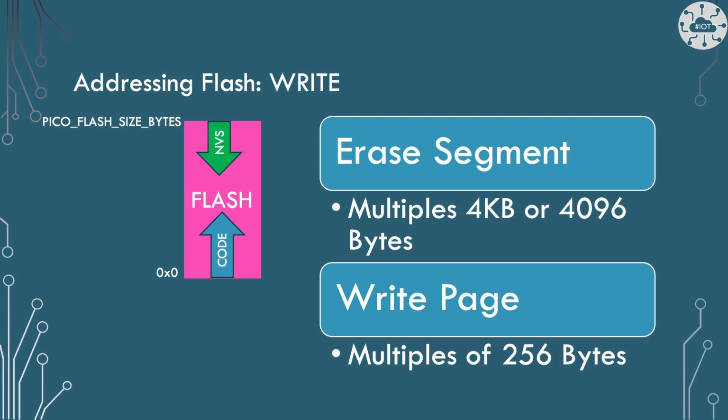Similarly, when we write, we write in what are called pages, and a page is 256 bytes. Again, we must write it in pages. We can't just write a single byte, and it must be exactly multiples of 256, or the core will just panic and nothing will happen.